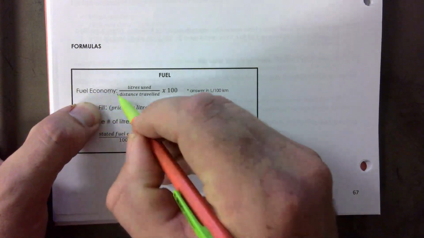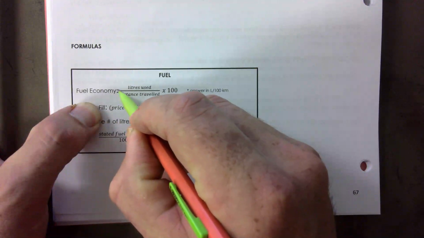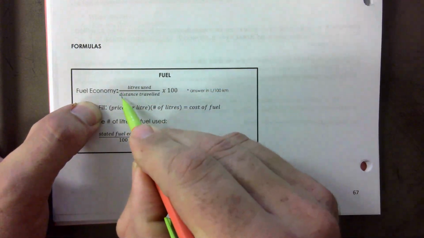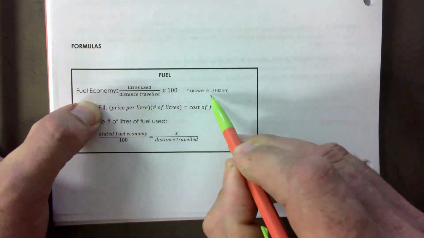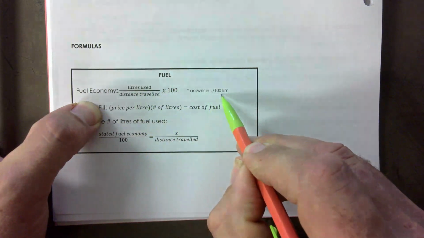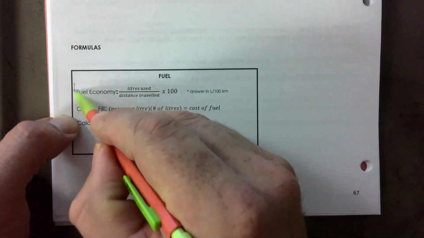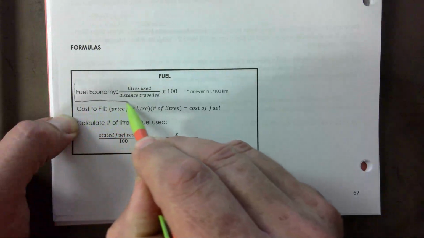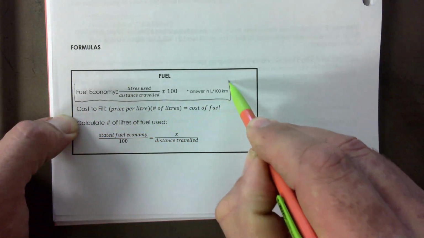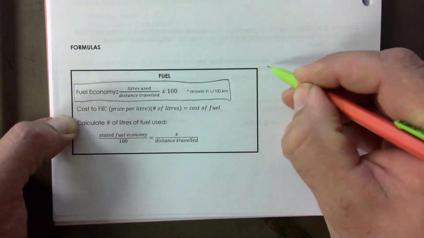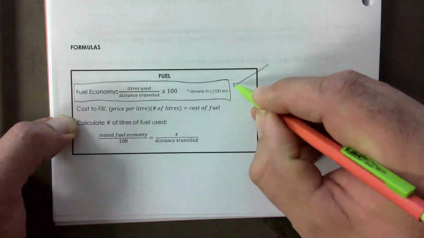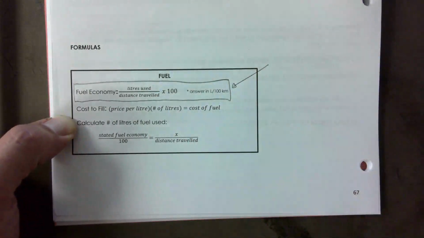This should be fuel economy. There should be an equal sign, okay, there should be an equal sign, and it's this. And you answer in liters per 100 kilometers. Okay. I will box this in because this is like the main formula. And I'll have an arrow pointing to that box.